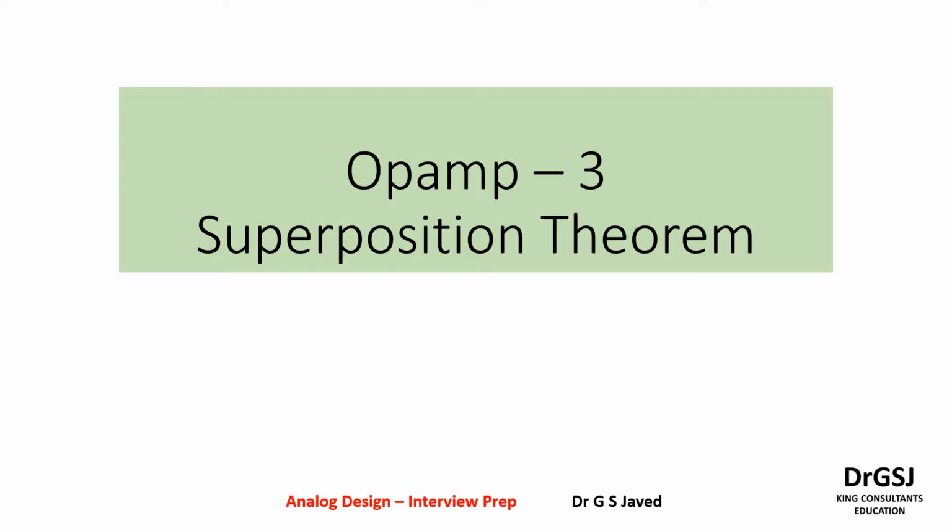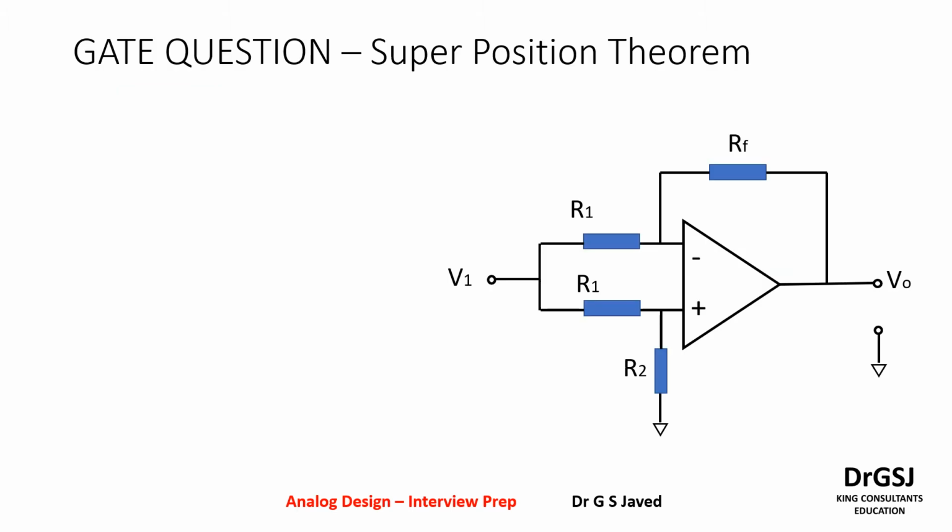In this course, the question given here is a common question in all GATE papers for the analog circuits section. This is a clear example of the superposition theorem, where we just have a single voltage source instead of two voltage sources in the input, where you have to find the output.